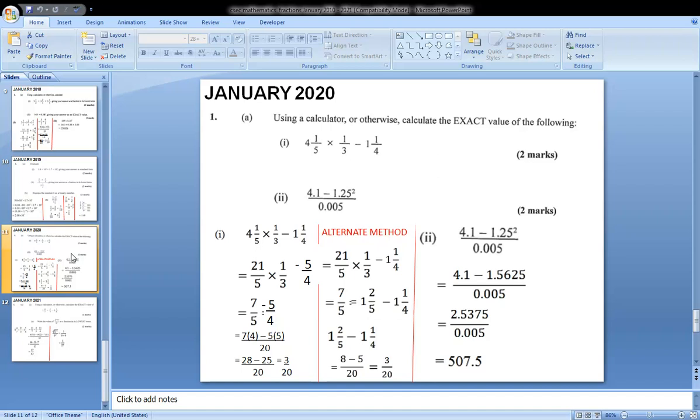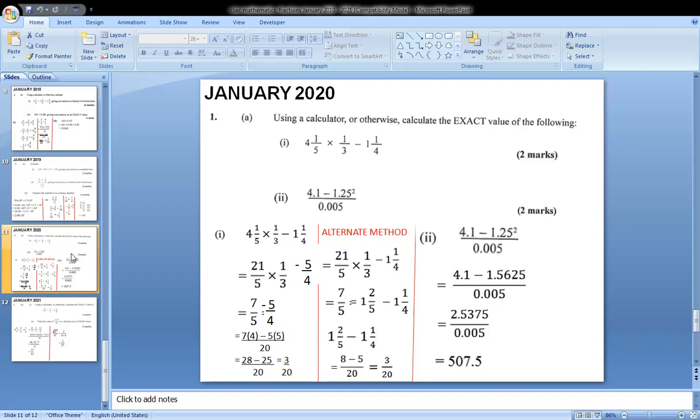So change our mixed fraction to improper. So that will give us 21/5 multiplied by 1/3, subtract that from 5/4. So when we cancel, 3 into 21 goes 7 times. 3 into itself goes 1. So 7 times 1 is 7, and 5 times 1 is 5. So we now have 7/5, and that would be taken away from 5/4.